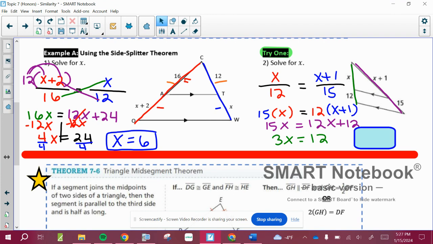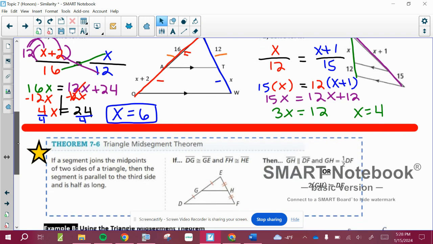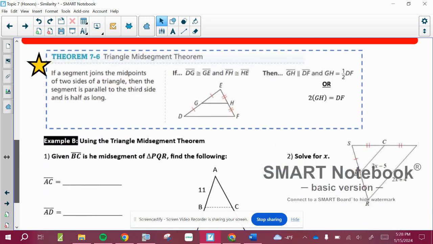Okay, if you did it right, here's my work. So I cross multiplied this, and I end up getting x equals 4. Okay, so that is the side splitter theorem, using the two sides that are split into two parts and making them proportional. Okay, theorem number 2 we're going to talk about is what's called the triangle mid-segment theorem.